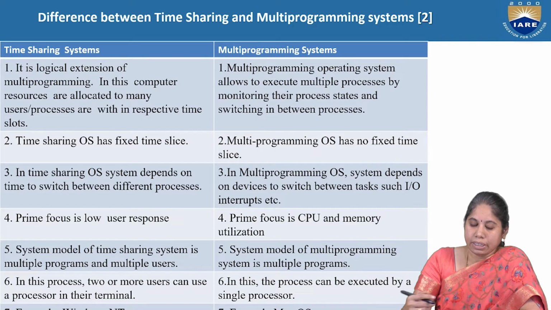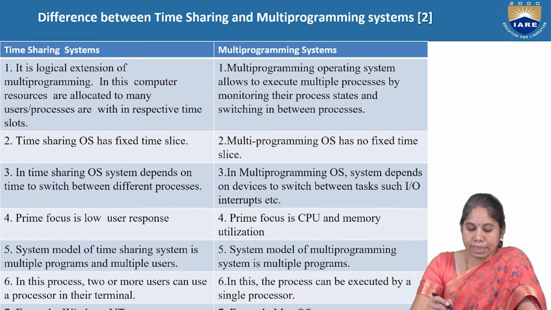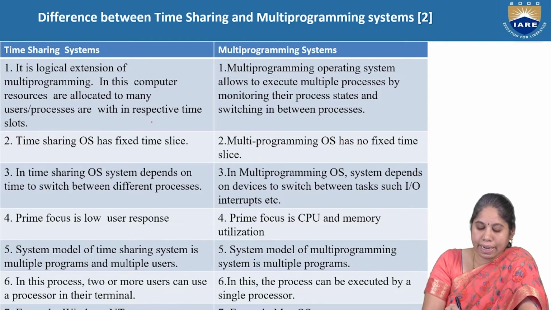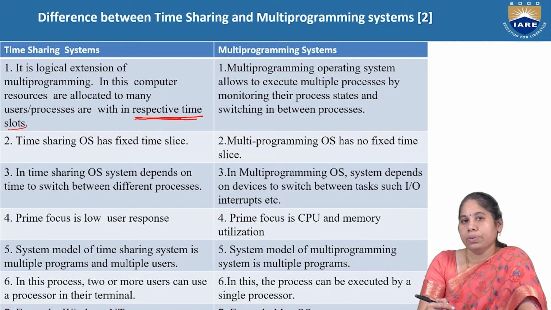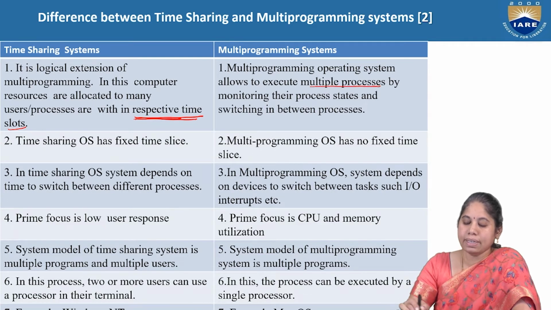Now let us see the difference between time sharing and multiprogramming systems. In a time sharing system, as I explained earlier, it is a logical extension of multiprogramming. In this, computer resources are allocated to many users or processes within their respective time slots. This is most important: within their respective time slots only will they get the CPU for further execution. In a multiprogramming operating system, it allows executing multiple processes by monitoring their process state and switching between the processes.